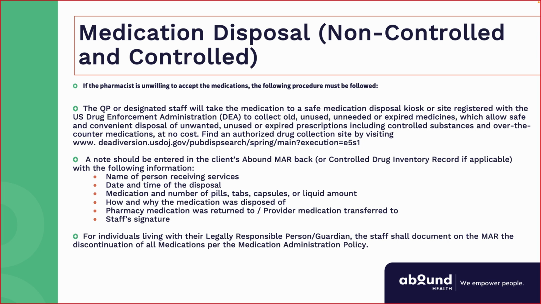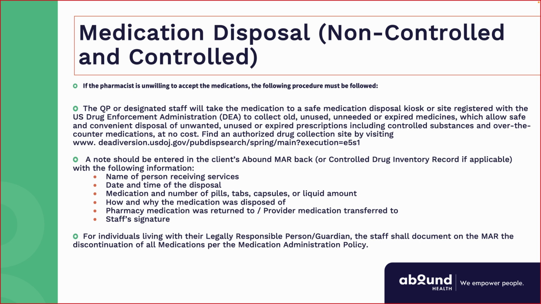You can find an authorized drug collection site by visiting the DEA diversion.usdoj website. A note should be entered in the client's Abound MAR BAC if it's a non-controlled medication, or controlled drug inventory record if it's a controlled medication.